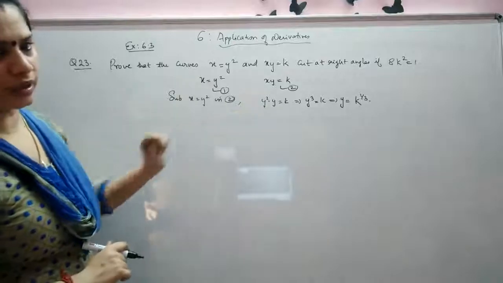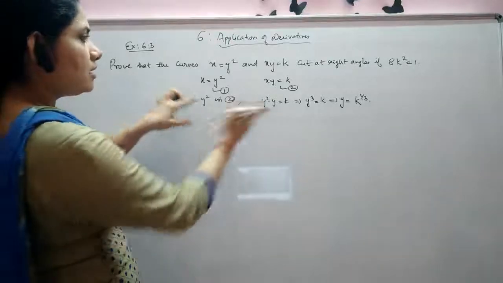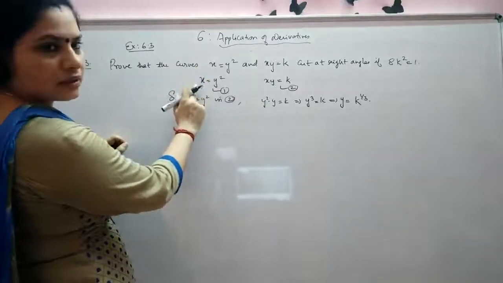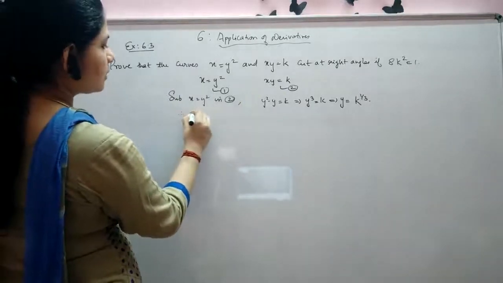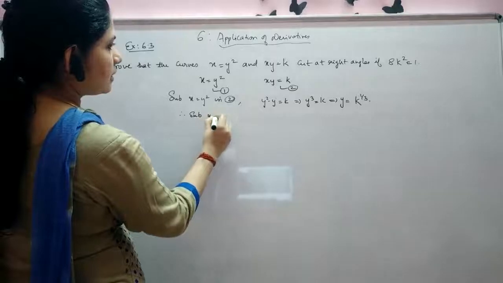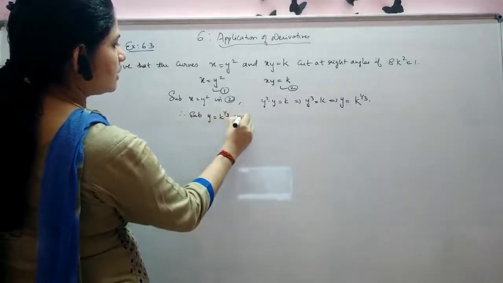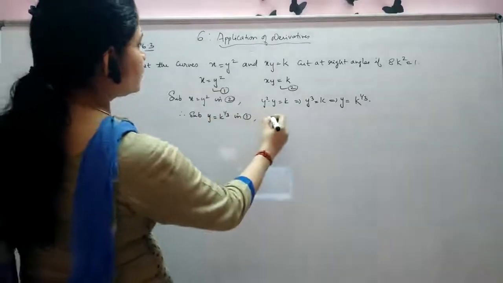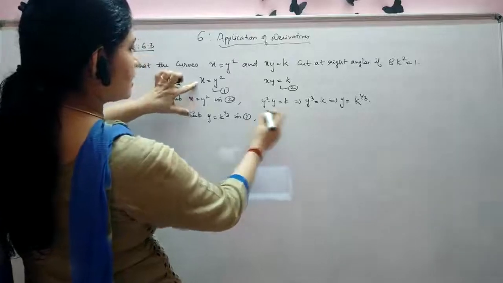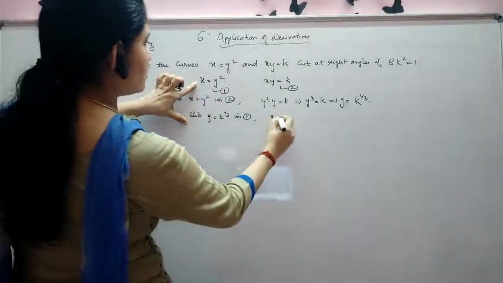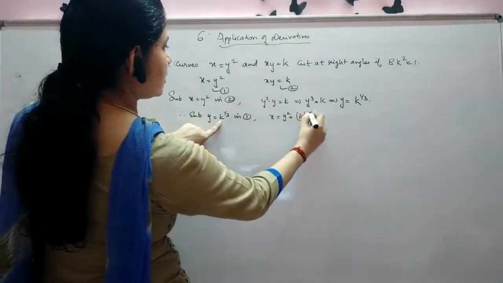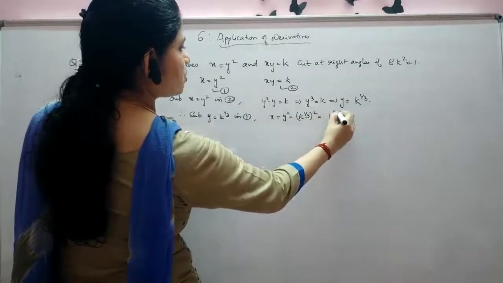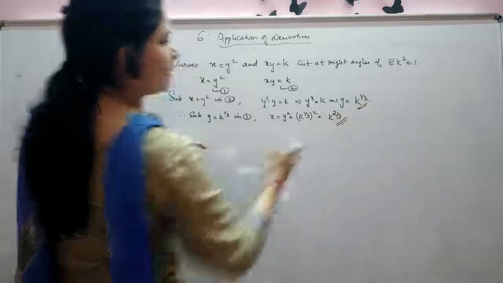So you got the y coordinate. Now just substitute this into the first equation in order to get x. Therefore, substituting y equal to k raised to 1 by 3 in equation number 1 will give you x. What is x? X is equal to y square, right? Y is k raised to 1 by 3, the whole square, which will give you k raised to 2 by 3. So this is your x, this is your y.